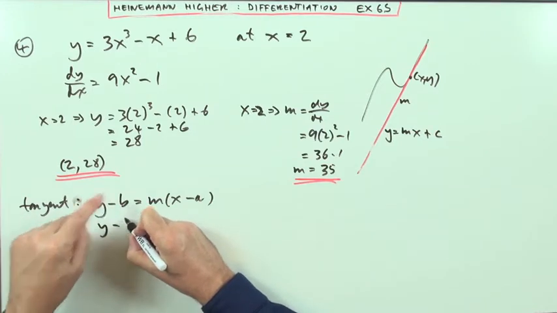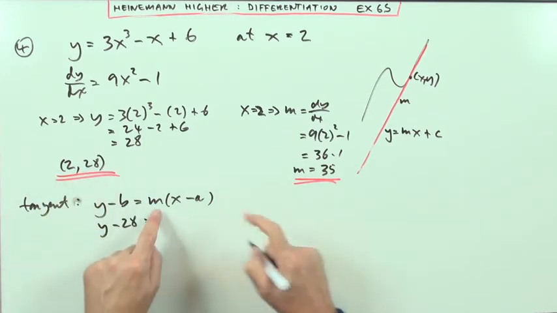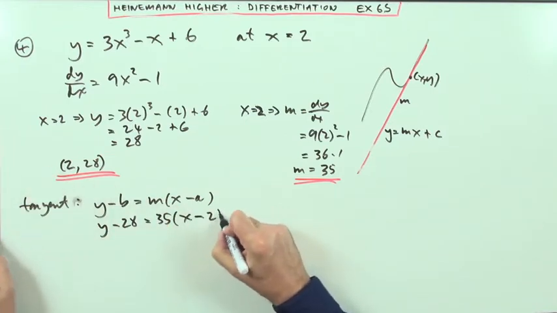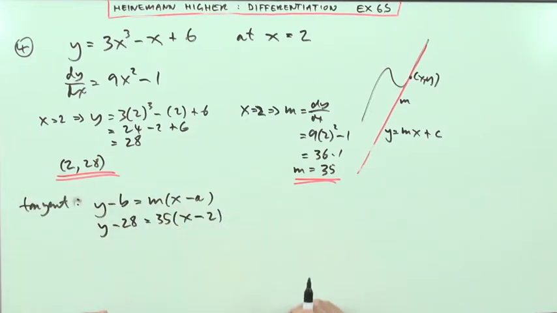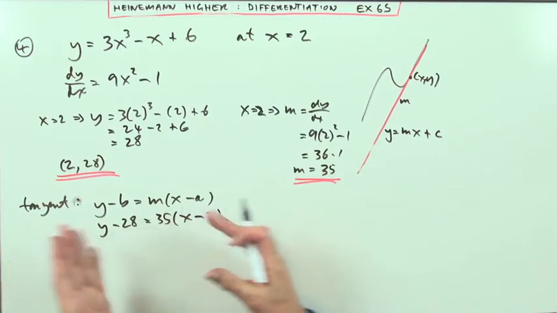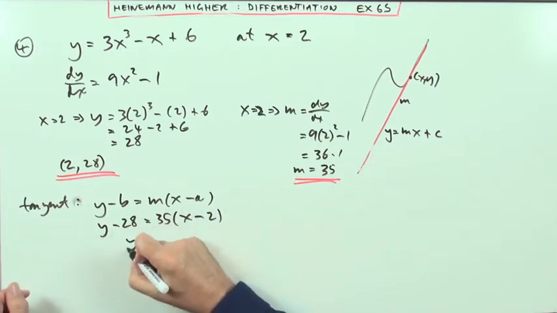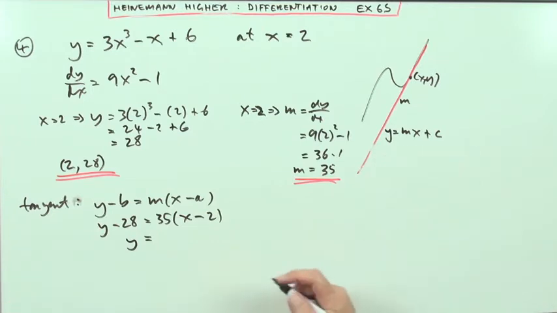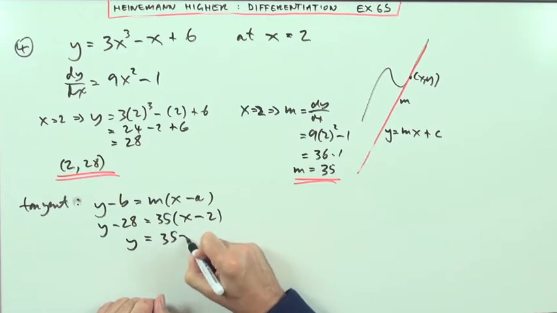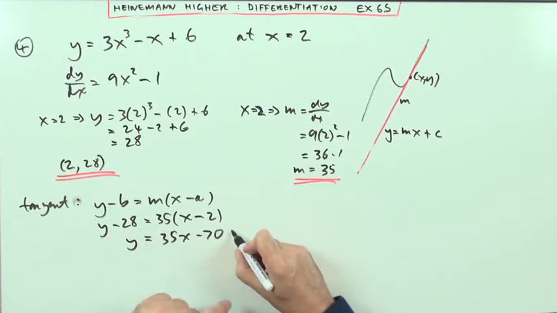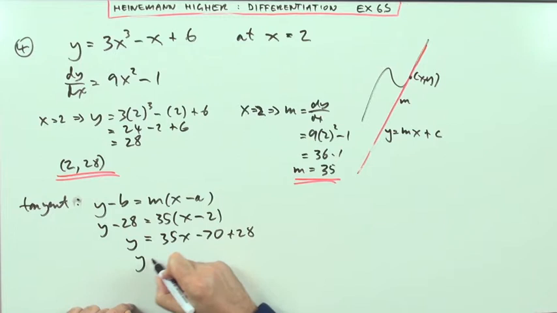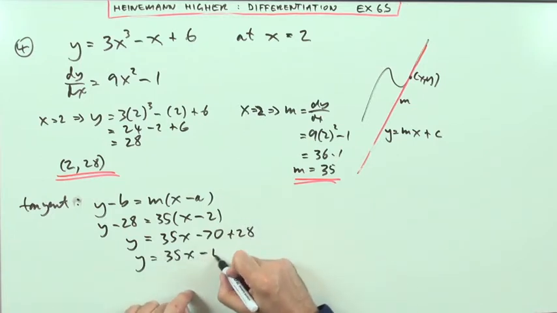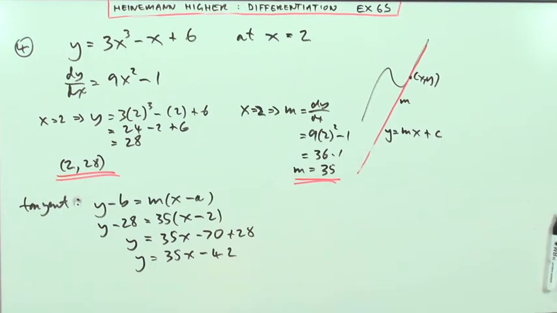So y minus its y coordinate, 28, is the gradient, 35, times x minus its x coordinate, which is 2. All nice and integral. So I'm just going to write it as y equals mx plus c. That's a good form for it because you know what it looks like and it's perfect for substitutions. So I've got 35x minus 70 but plus 28. So finally, y equals 35x minus, take off 30, add on 2, minus 42. There it is.